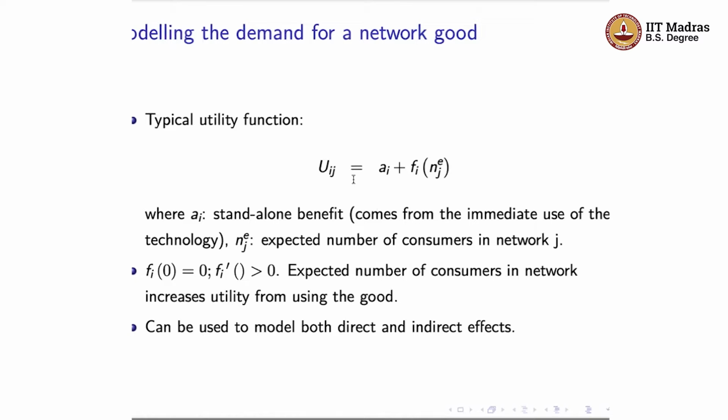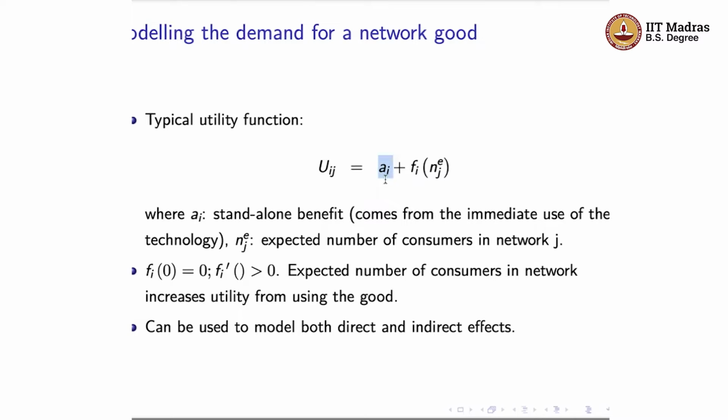So you have got one part which does not depend on the network effect. So let's call that Ai. So this is basically, think of this as the standalone benefit, and this comes from the immediate use of the technology. So imagine that you have phones, you use phones for perhaps communicating with others, but you can use phones for other things as well, right? So think of these other things as the part which is this Ai.